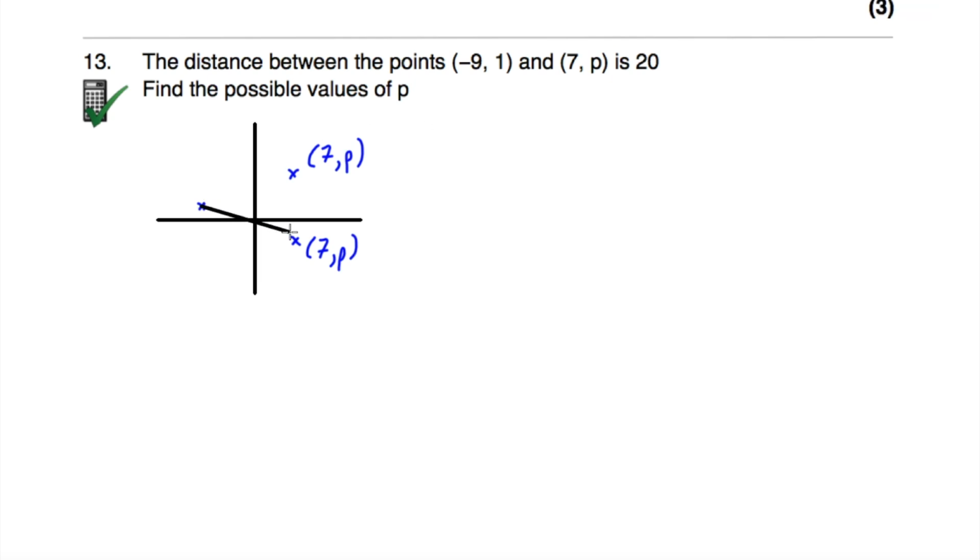So we've got that distance would be 20, one above the horizontal line and one below the horizontal line. And actually just going to connect them up as well. And I'm going to draw the line in the middle like so. And then let's label it.